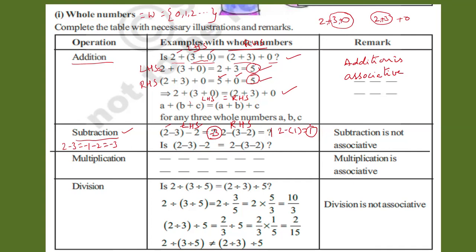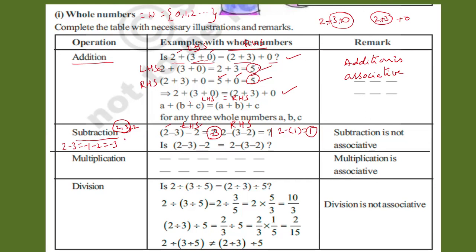What do you say about these two? These two results are not same. Hence, subtraction is not associative. What we did here? First, we taken those numbers, 2, 3, 2 again. First instance, we subtract first one and second one. Then third one is subtracted. That is left hand side part.